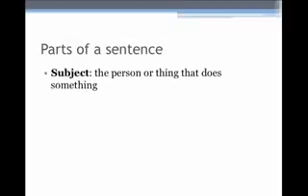First, we have the subject. The subject is the person or thing that does something in the sentence. It is near the beginning of the sentence and is a noun. In the example, the subject is she.